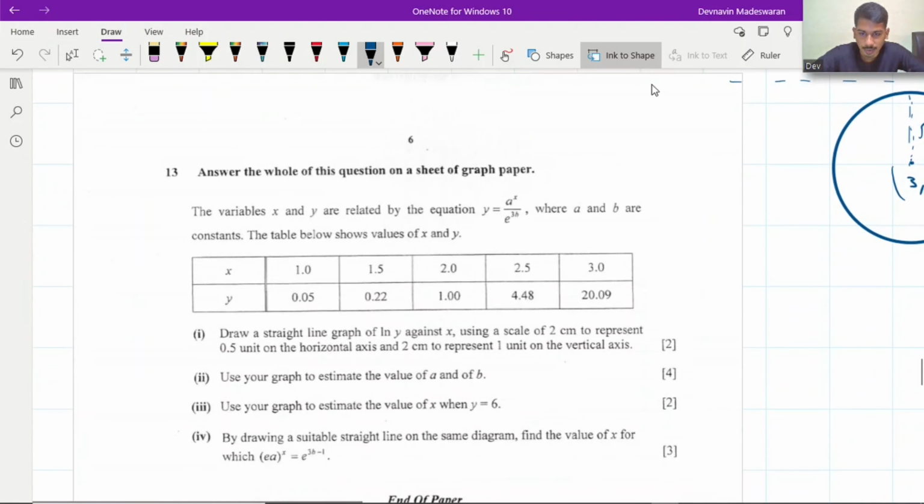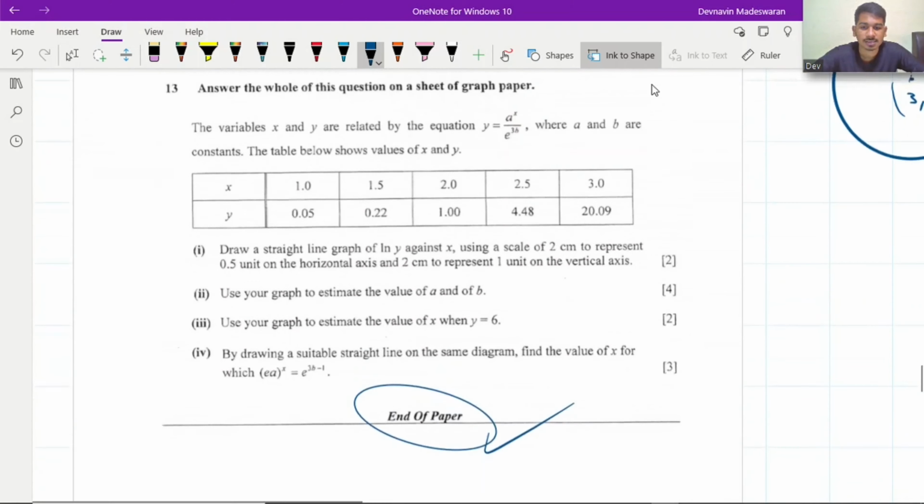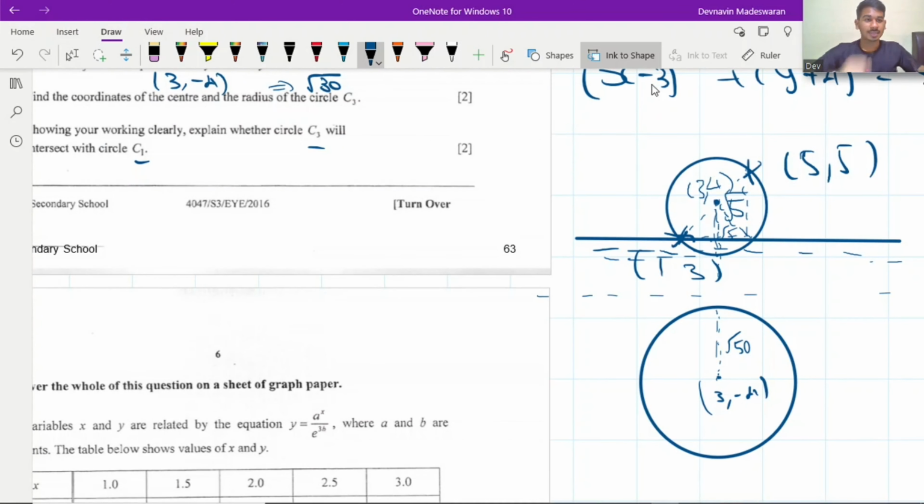The next one is the graph. I'm not doing the graph on paper. Yes, guys, good job. Thanks for sticking along. It was tiring, but it was worth it.